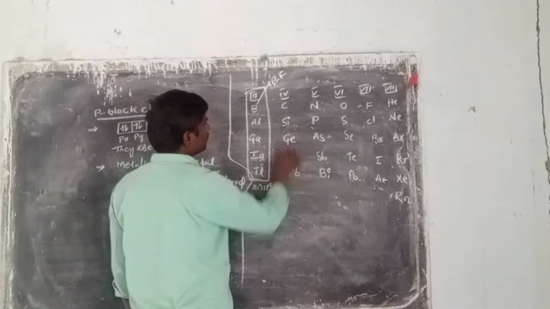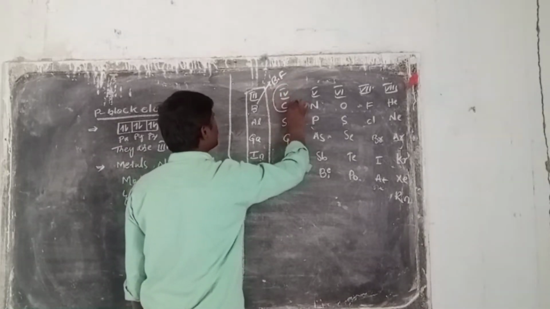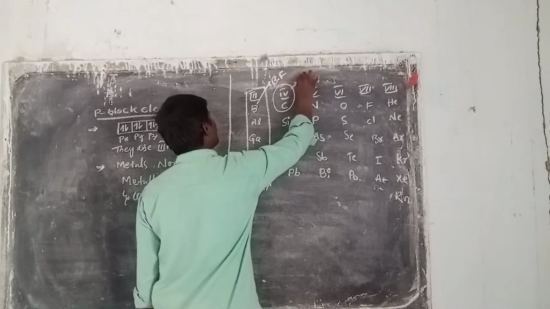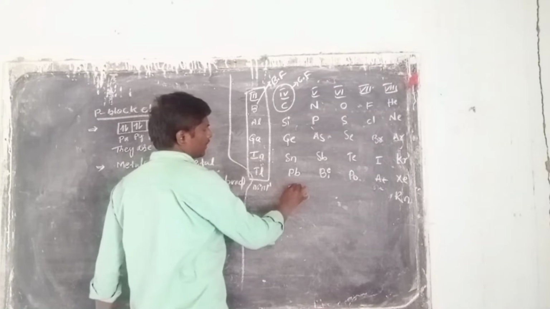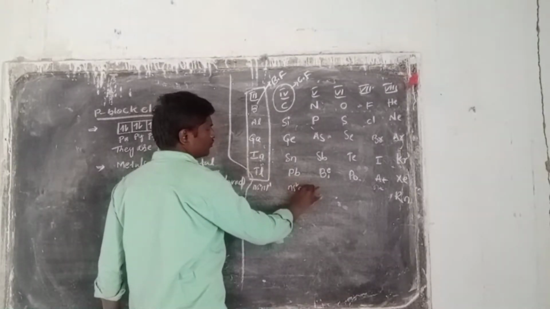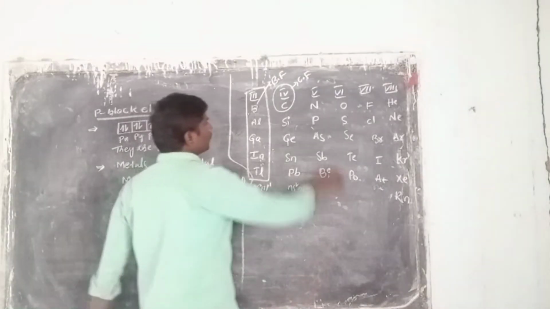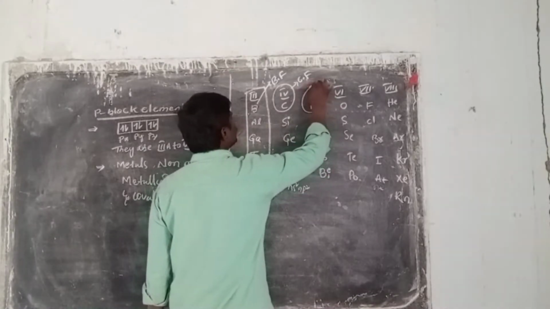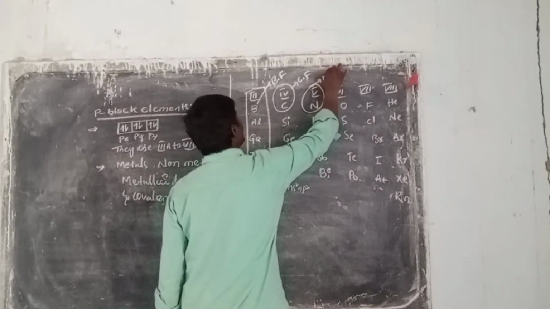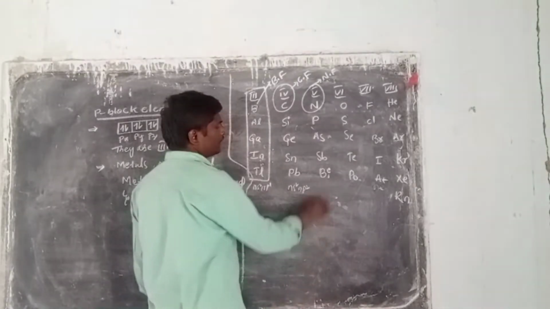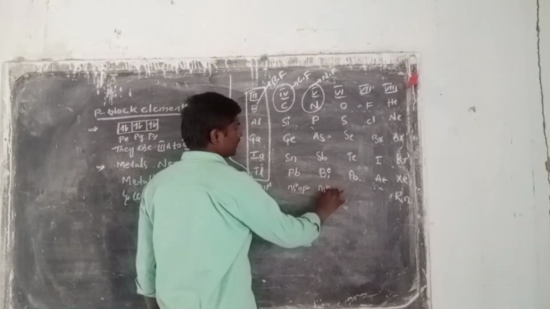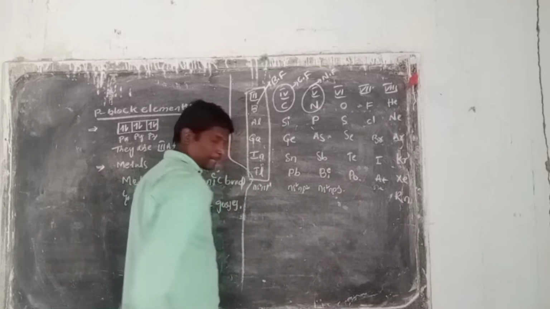Now another one, this starts from carbon. It is called the carbon family. Write their electronic configuration here: ns2 np2. Now these are called the nitrogen family, starting from nitrogen. The electronic configuration of the nitrogen family is ns2 np3.